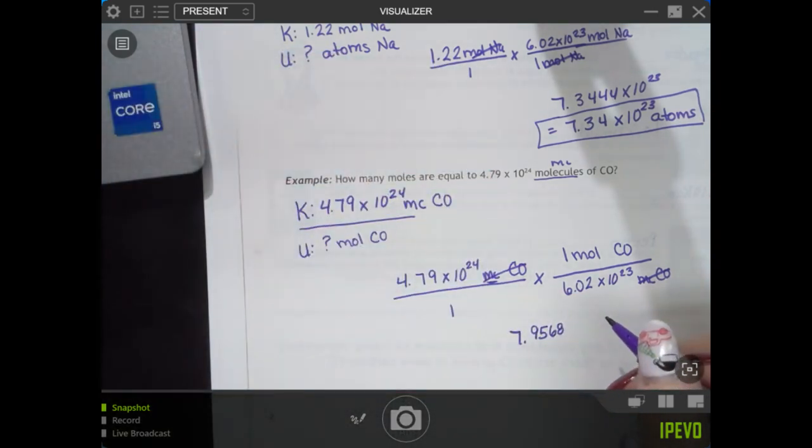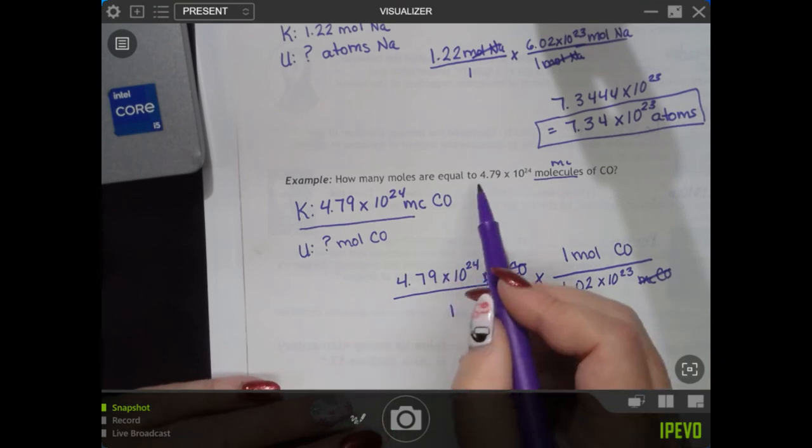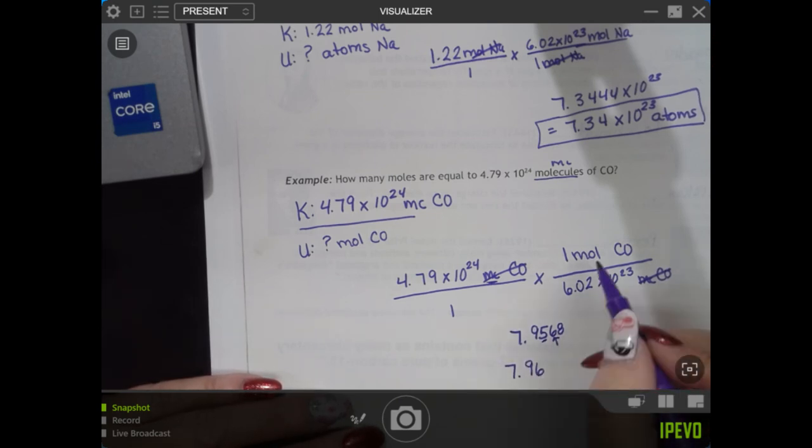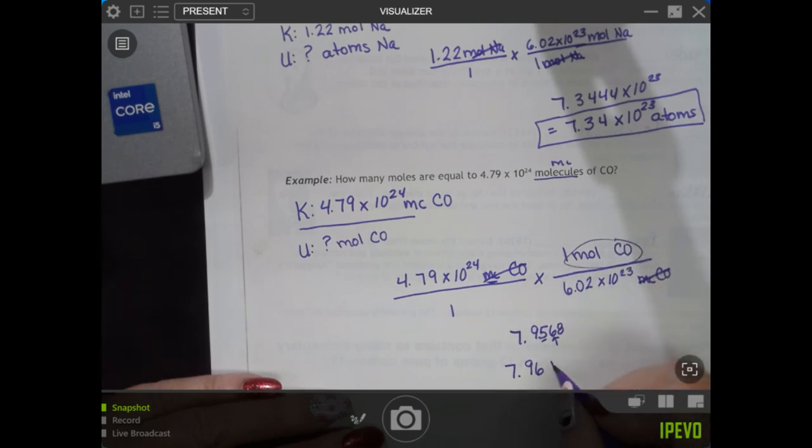This gives me 7.9568. Let's see, how many sig figs can I use? 1, 2, 3. So 7.95, the next digit is bigger than 5, so I'm going to round to 7.96. My units are moles of CO, carbon monoxide.